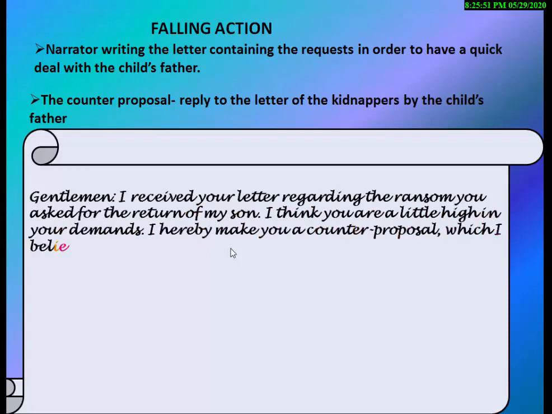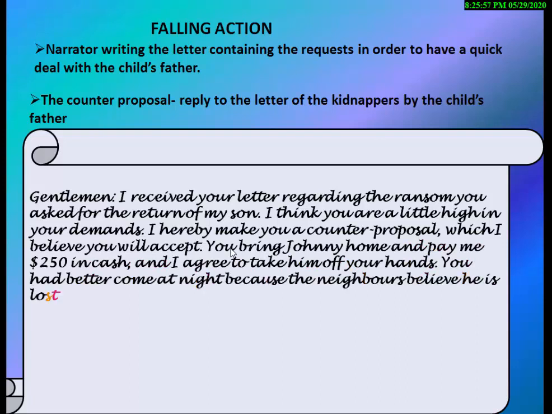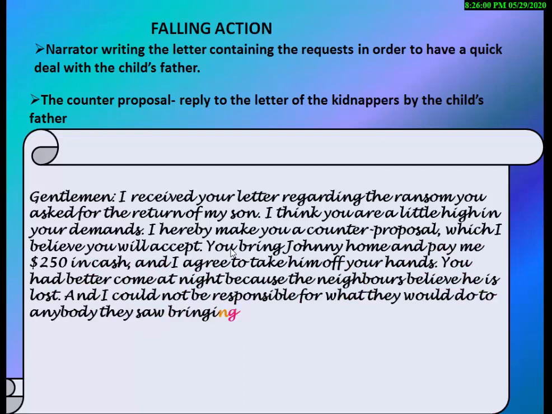Gentlemen, I receive your letter regarding the ransom you asked for the return of my son. I think you are a little high in your demands. I hereby make you a counter proposal which I believe you will accept. You bring Johnny home and pay me $250 in cash, and I agree to take him off your hands. You had better come at night, because the neighbors believe he is lost, and I could not be responsible for what they would do to anybody they saw bringing him back. Very respectfully, Ebenezer Dorset.